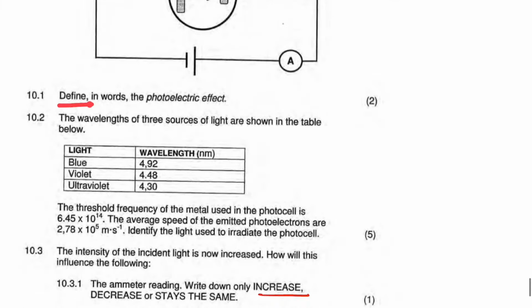Now it says define the word photoelectric effect. The photoelectric effect, guys, you must define it according to the exam guideline, is the process whereby electrons are ejected from the surface of a metal when radiated by light with a suitable frequency.